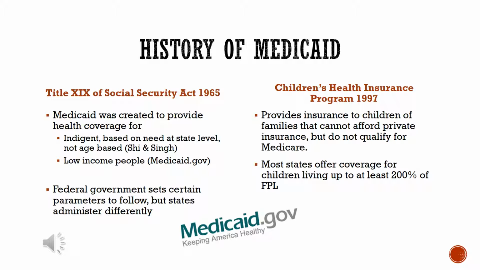The Children's Health Insurance Program was implemented in 1997. This provides insurance to children whose families do not qualify for Medicaid but cannot afford insurance.